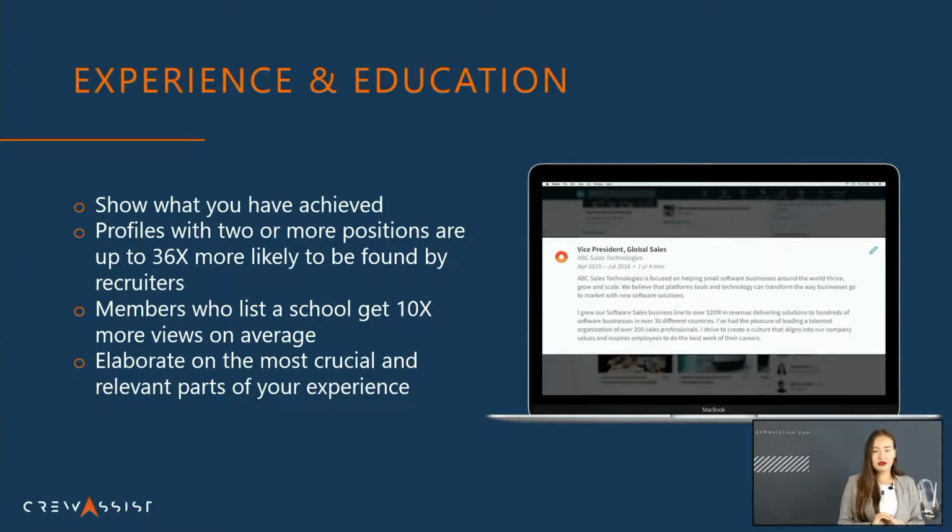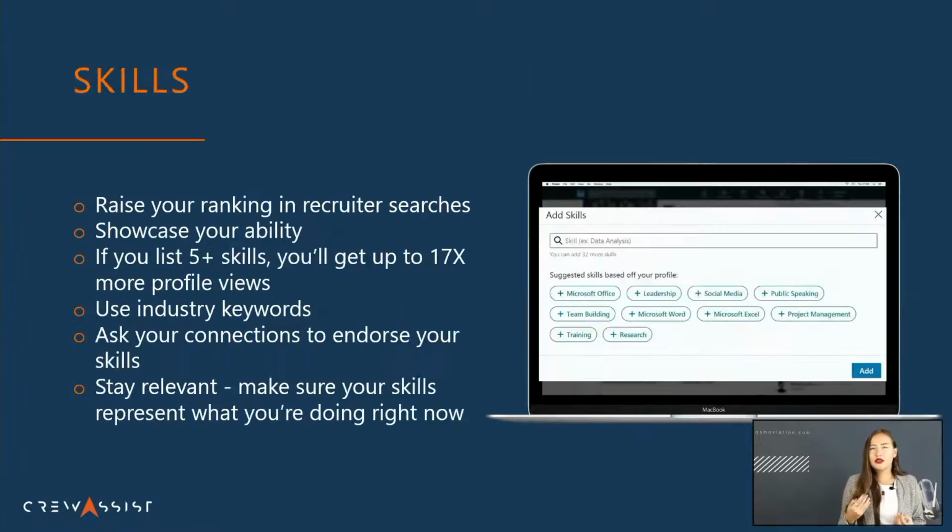Okay. So the next section is skills. It's actually one section that can raise your ranking in recruiter searches. You should remember that LinkedIn is a platform, and LinkedIn always uses keywords. They have algorithms, and it's also a section where you can showcase your ability. If you list 5 or more skills, you'll get up to 70 times more profile views. You use industry keywords. This is really important.